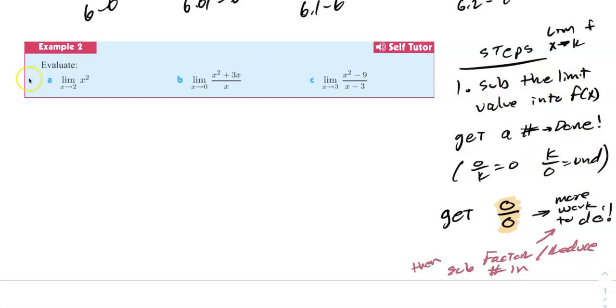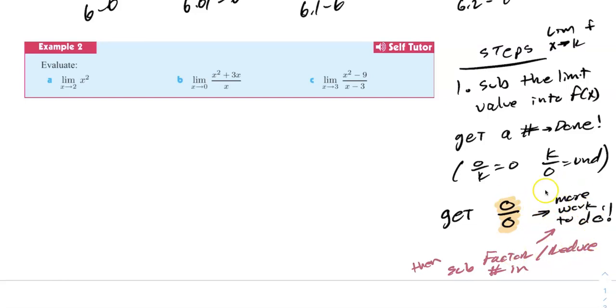Sub the limit value into your k. So here I'm going to plug in 2, I'll sub in 0, I'll sub in 3. If I get a number, I'm done. If I get 0 over 0, which is a special indeterminate form, you have more work to do, which in IB SL is only going to be factoring. So you factor it, cancel stuff out, and then you substitute your number back in, and then you're done.